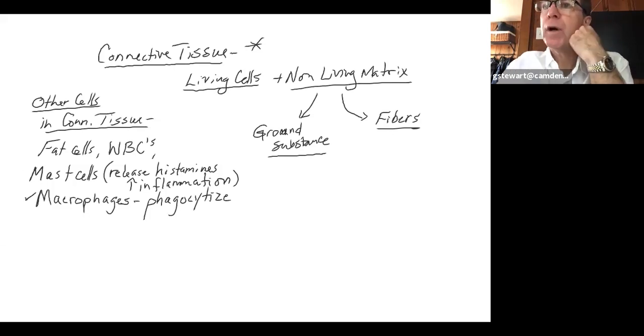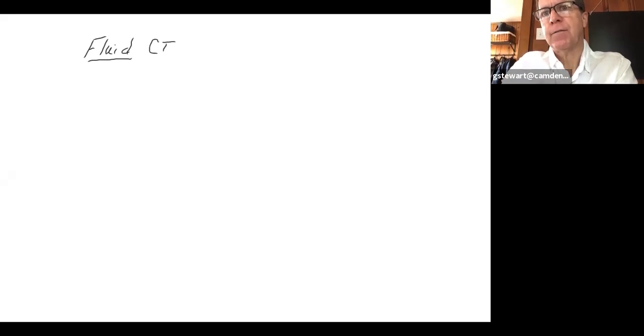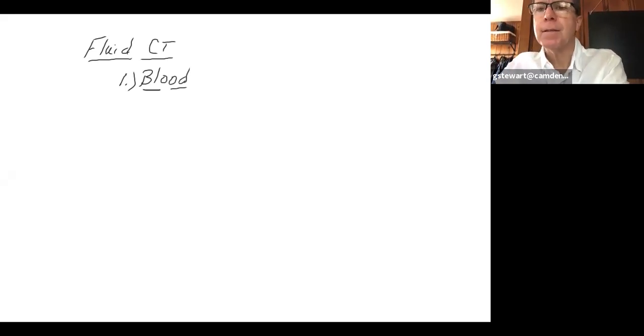So I'm going to erase this whiteboard and call up a new one. And just write, this is our last major classification of connective tissue, and it's called fluid. I'm going to write fluid CT for fluid connective tissues. And there's just two of them, which is good. The first one is blood. So it is imperative that you understand that blood is a connective tissue.